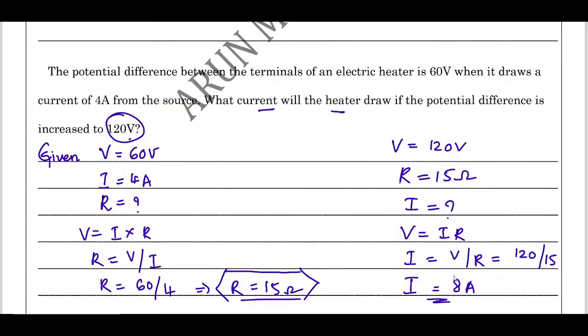What is the first condition? The first condition was voltage was 60 volts, current is 4 ampere. We need to find out the resistance. After finding the resistance, R equals 15 ohm. The same value should be substituted in the second condition because the resistance remains same. Now what was the voltage value? It was increased from 60 volts to 120 volts. How much current will be drawn by the heater? It will be 8 amperes.